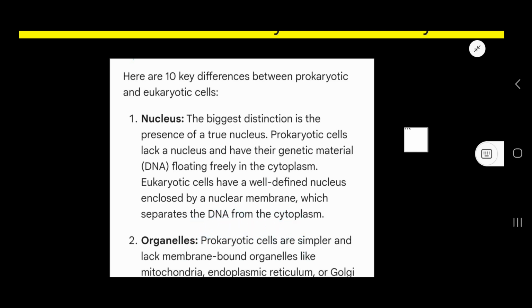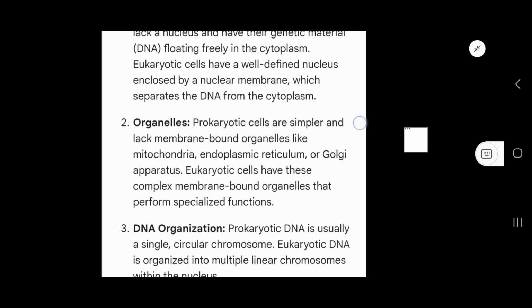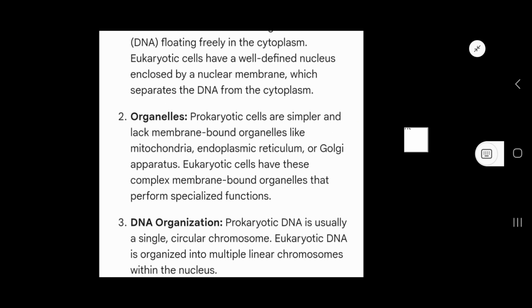2. Organelles. Prokaryotic cells are simpler and lack membrane-bound organelles like mitochondria, endoplasmic reticulum, or Golgi apparatus. Eukaryotic cells have these complex membrane-bound organelles that perform specialized functions.